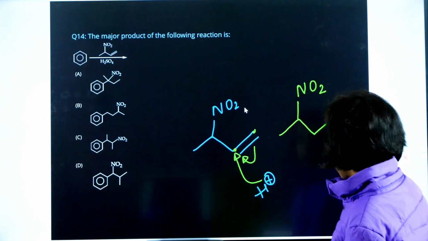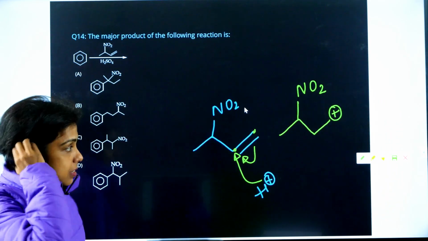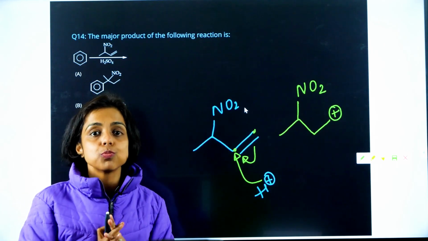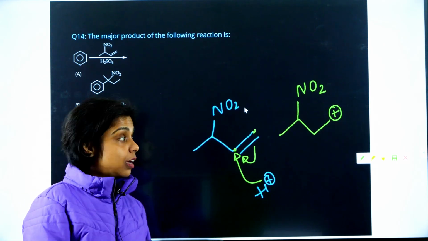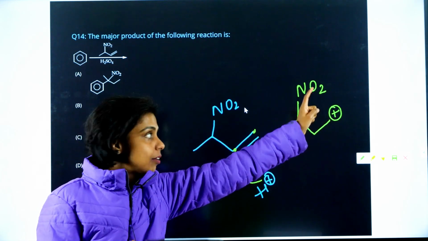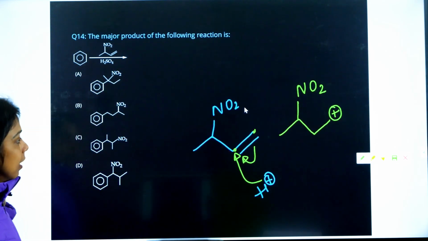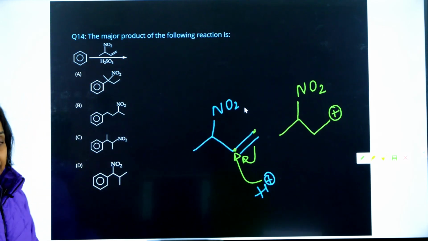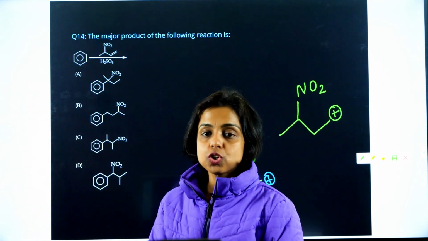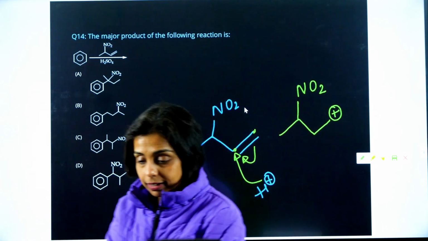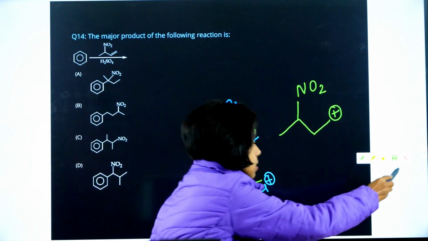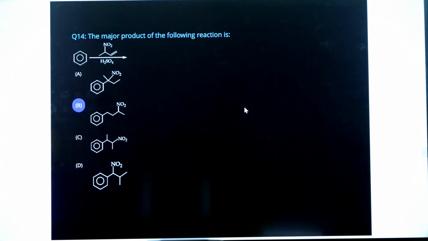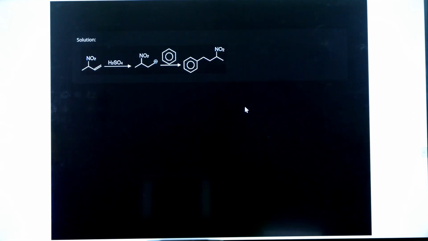Why not here? Because the stability of the carbocation matters. NO2 is an electron withdrawing group. If the carbocation is closer to an electron withdrawing group, it becomes more unstable. So we have to make a stable carbocation, and this will now attack your benzene ring and get attached to it. Got it? The main point in this question is the formation of a stable carbocation. This is the electrophile generated which will attack the benzene ring. No complications ahead, so we'll mark our answer as B. Right, guys? I hope you got it.